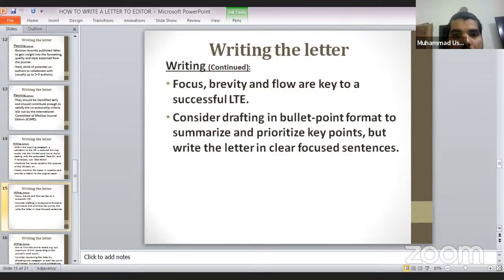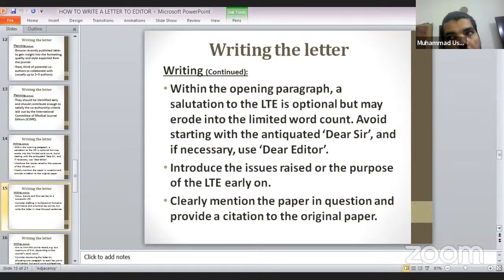And then you should make bullet points, but your sentences should be clear, focused and brief. It should give the clear meaning, and it should be comprehensive, but it should not be very long and lengthy.